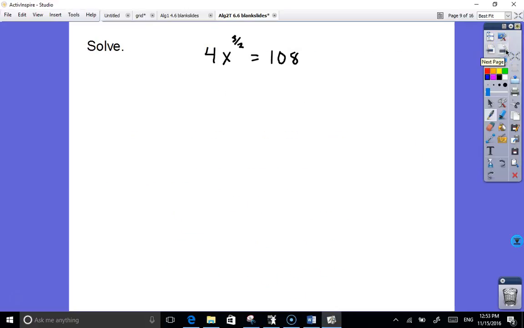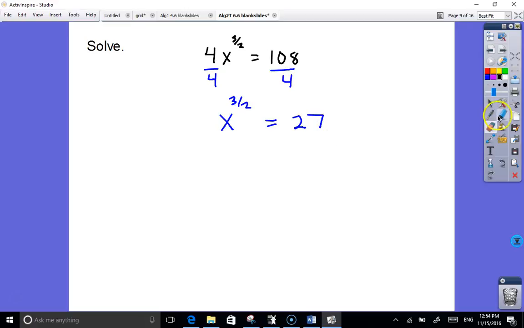Okay, so now we have a radical, but it's not in radical form. It's in rational exponent form. So first I have to isolate it. Divide by 4. And that'll give me x to the 3/2 equals 27. Again, you keep seeing these same numbers all the time.